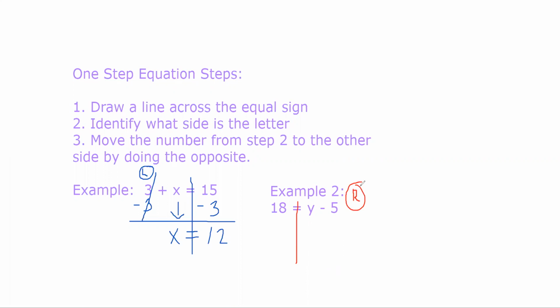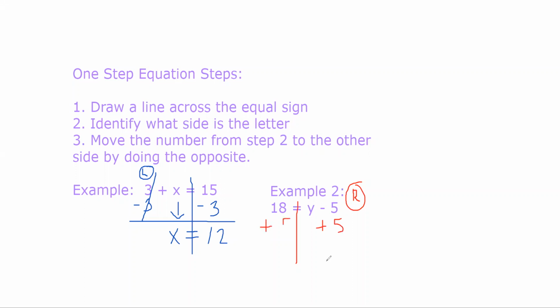Step number 3 says to move the number from step 2, meaning in this case from the right-hand side, to the other side by doing the opposite. So right here, we have Y take away 5. It's minus 5. Since we're taking away, it's a minus, or we could call it a negative. Honestly, in math, minus and negative mean the same thing. So the opposite of a minus or the opposite of a negative will be either to add or positive. It's the same thing. So that means we're going to be putting plus 5.